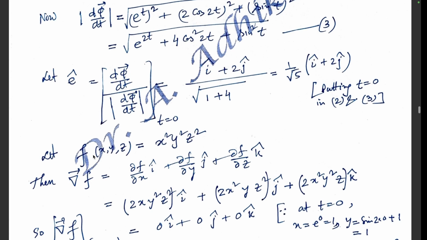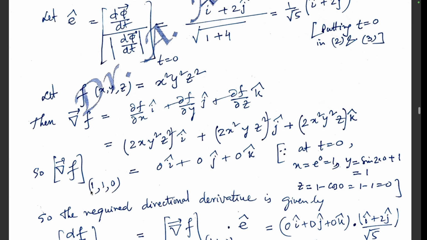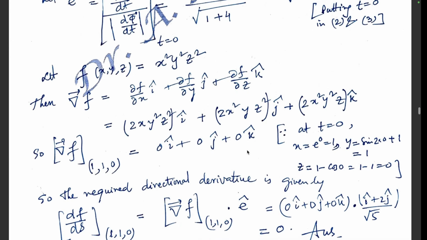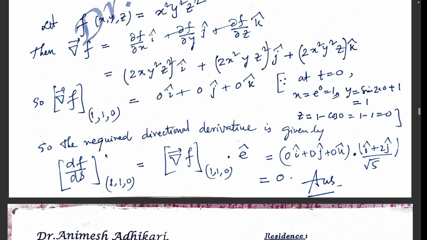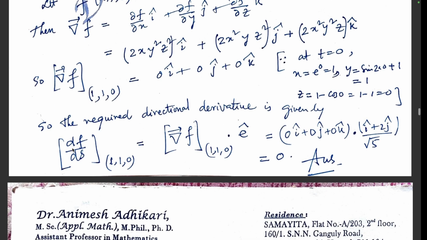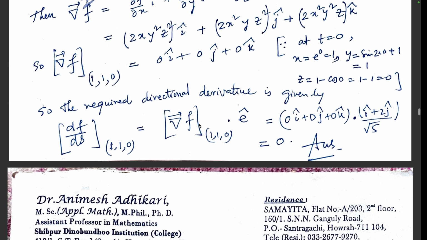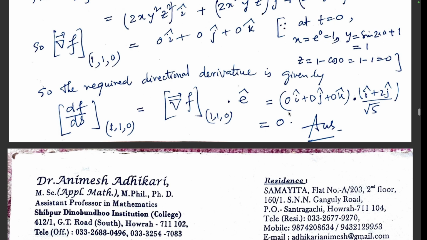So if f is the function x square into y square into z square, grad of f is equal to this, and grad of f at the point (1, 1, 0), for t equal to 0, we get this: 0 i cap, 0, 0 vector. This is the 0 vector at this point. So the required directional derivative is given by df by ds at the point (1, 1, 0), that is grad f at the point (1, 1, 0) dot e cap. So this is equal to 0.